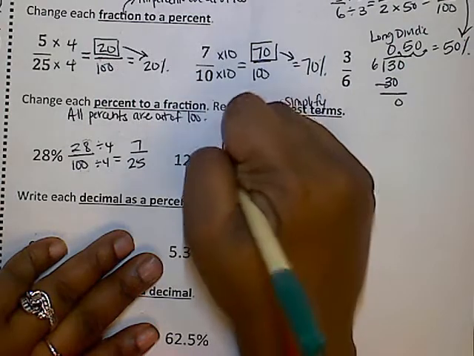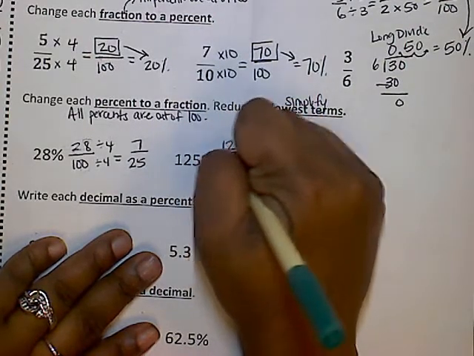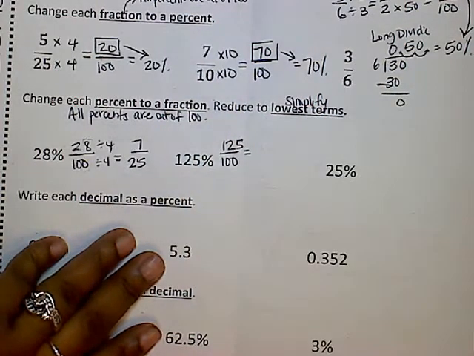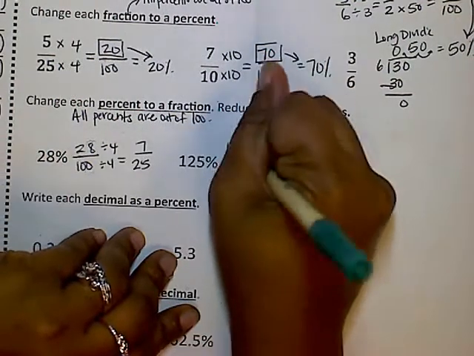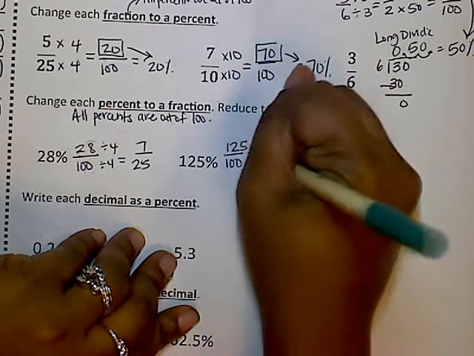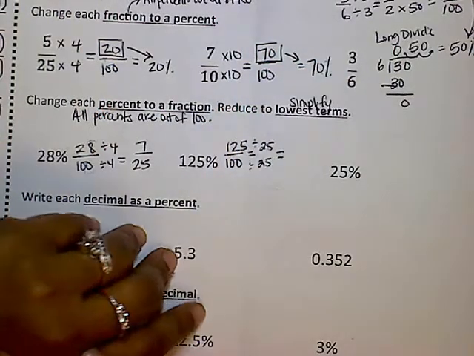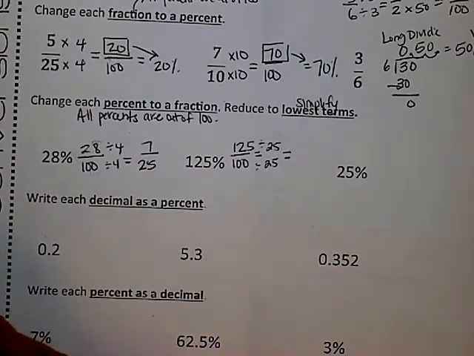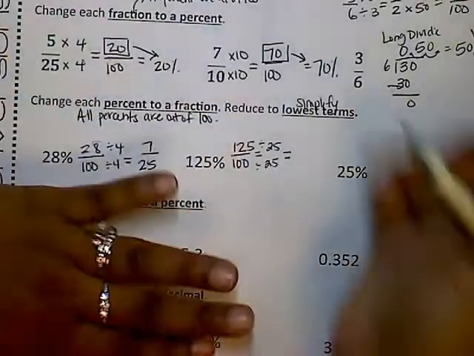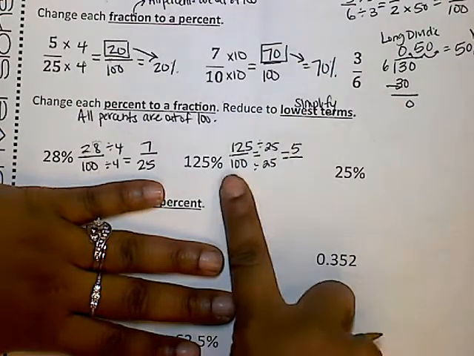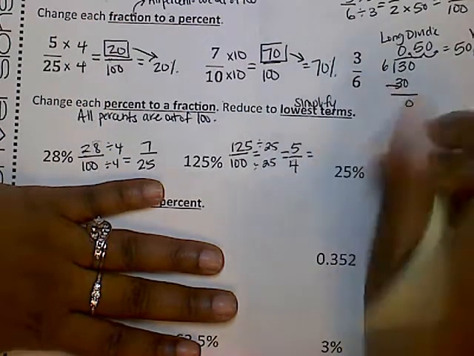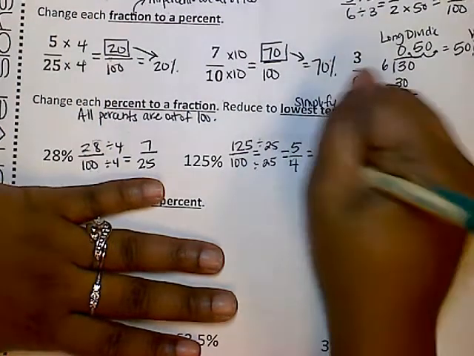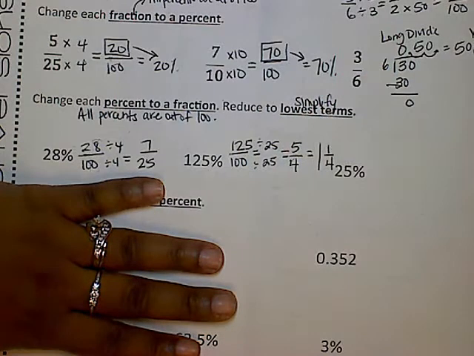125%. Again, it still goes over 100. And we know we want to simplify that. So we know a number that goes into both of these is 25. Okay? So we know that 125 divided by 25 is 5. And 100 divided by 25 is 4. And so I will accept 5 over 4, but if you want to go a step further, we know it's 1 and 1/4.